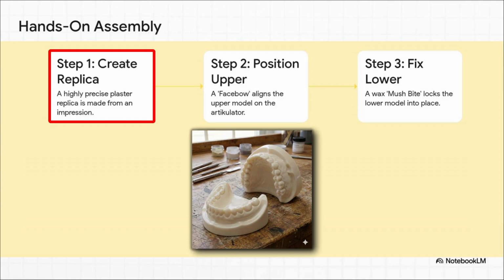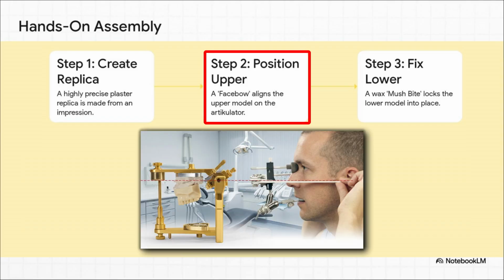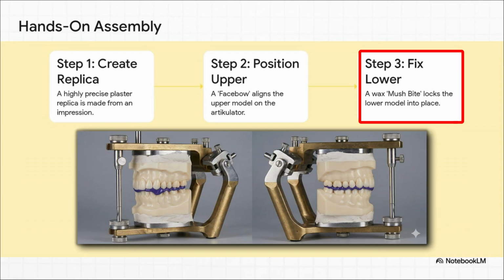And this process is pure, beautiful craftsmanship. It starts by making a super accurate plaster model from a traditional impression. Next, they use a cool tool called a Facebow. You can think of it like a compass for your face to get the upper model positioned perfectly on the articulator. And finally, a little wax record, called a mush bite, is used to lock the lower model in place, creating a perfect match. It's an incredible hands-on assembly.